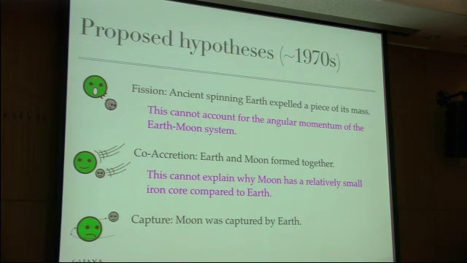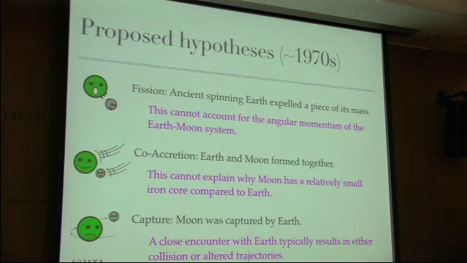Okay, so the last hypothesis is the capture hypothesis. In this hypothesis, the Moon was formed in another place, then moved to near the Earth, then was captured by the Earth. Unfortunately, it also was rejected because a close encounter with the Earth typically results in either collision or altered trajectories, which means the possibility of capturing the Moon by the Earth should be too small to occur.